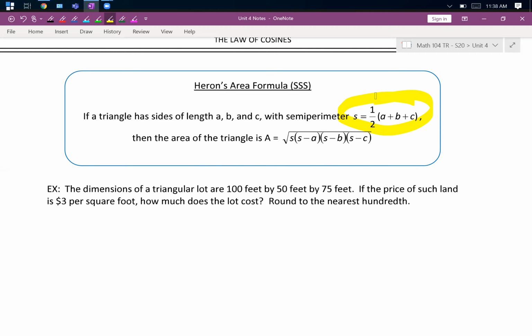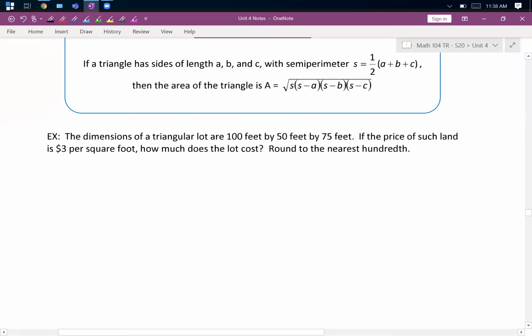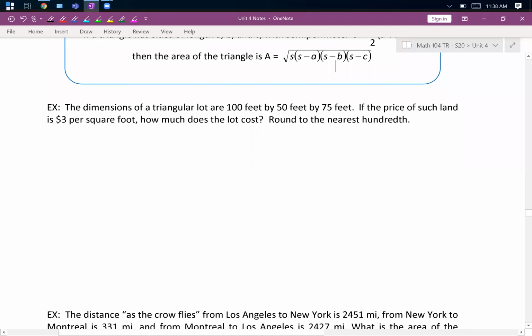Then the area of the triangle is going to be A equals the square root of S times (S minus A) times (S minus B) times (S minus C). So basically the area is the square root of the semi-perimeter times the difference between the semi-perimeter and each of the 3 sides. So the dimensions of a triangular lot are 100 feet by 50 feet by 75 feet. If the price of such land is $3 per square foot, we want to figure out how much the triangular lot costs.